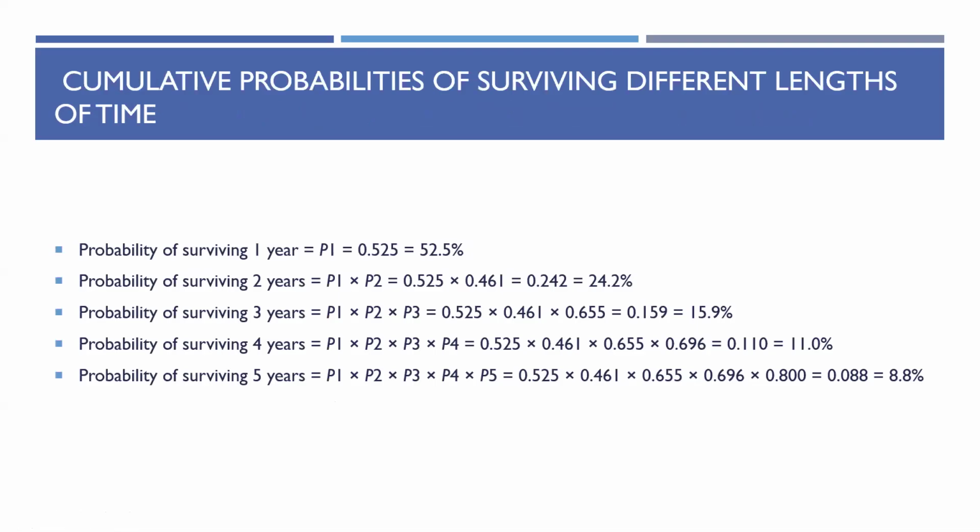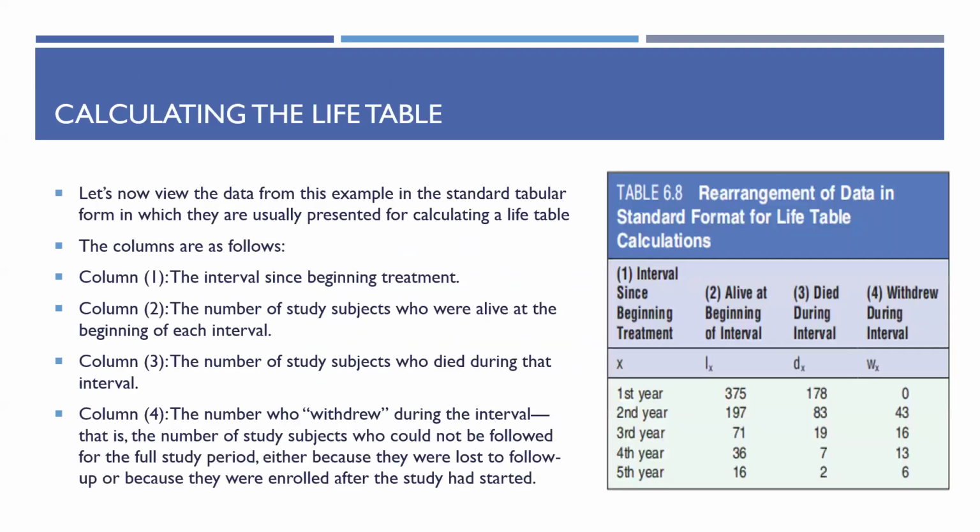Next is the cumulative probabilities of surviving different lengths of time. Probability of surviving the first year, P1, is equal to 0.525. In percentage, it is 52.5. For the probability of surviving the second year, we multiply P1 by P2. So we get the probability of surviving the second year, which is 0.525 multiplied by 0.461, so we get 0.242, which in percentage is 24.2, and in the same way.